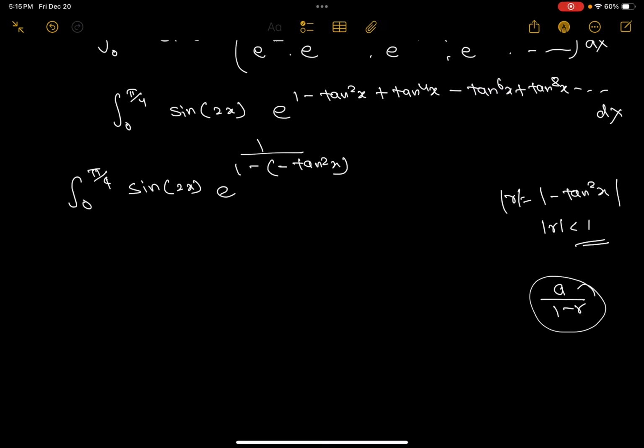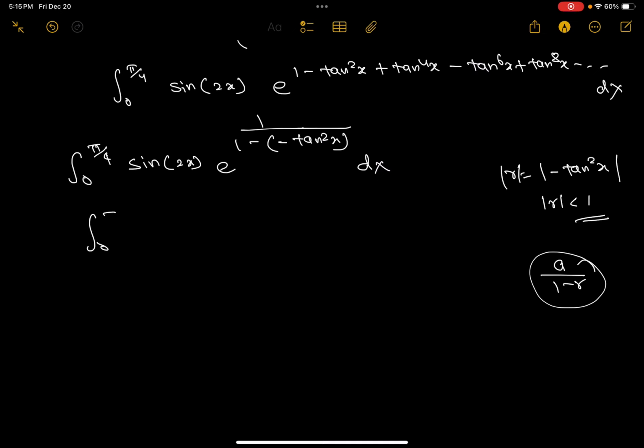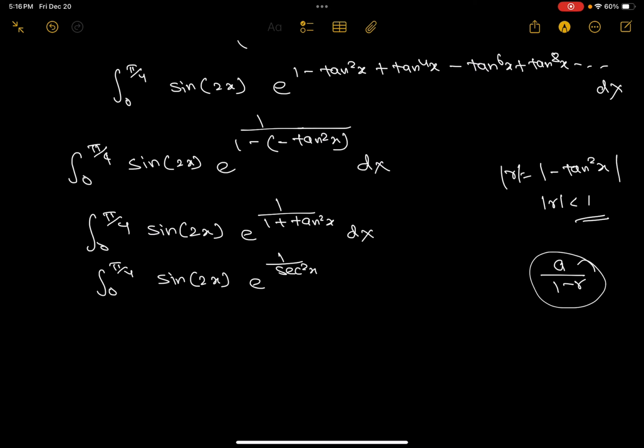Now see how easy this has become. Now there's not a lot of things to do. Now you can easily solve it. Sine of 2x, and then e to the power 1 by 1 plus tan square x, and we know that 1 plus tan square x is just sec square x, right? So this is the integral from 0 to pi by 4 of sine 2x e to the power 1 by sec square x dx. So this is sine 2x and then e to the power cos square x dx, right?